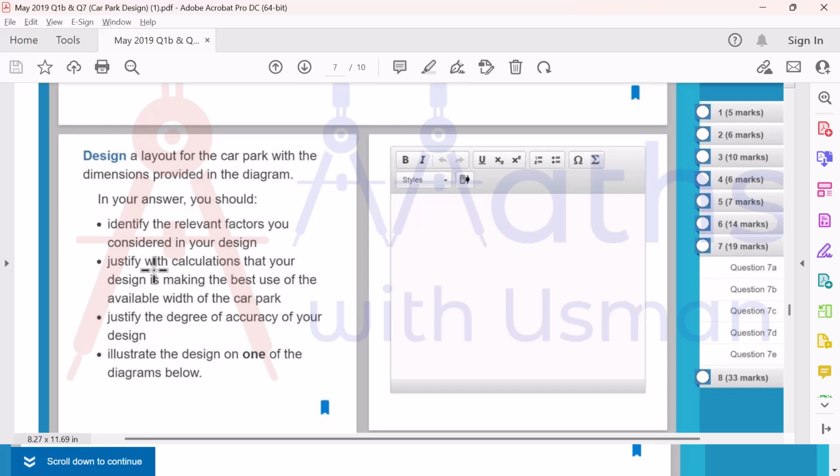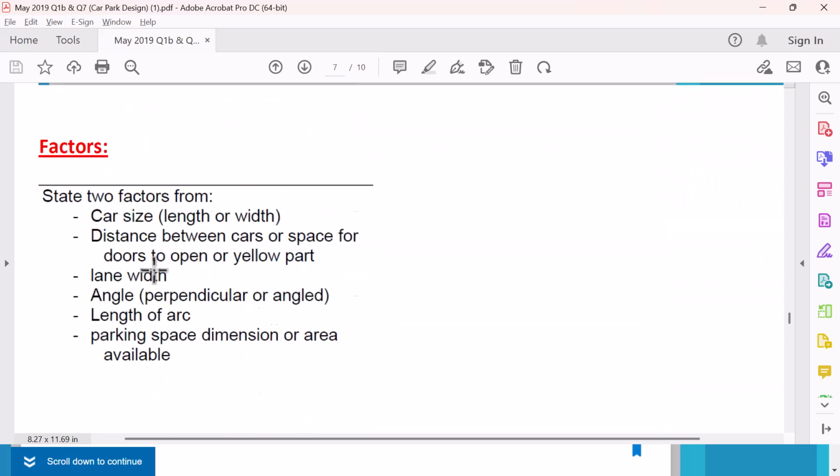Okay. Justify with calculations that your design is making the best use. And how do you make the best use of the space? By having the maximum number of cars there while following the conditions. Okay, so you need to do the calculations for it.